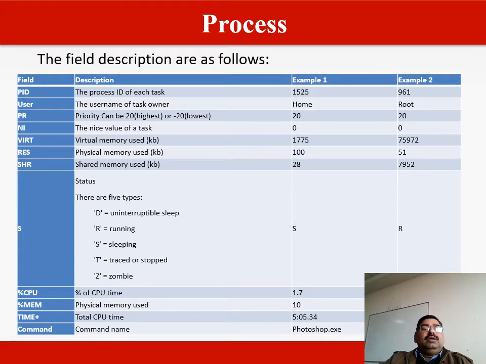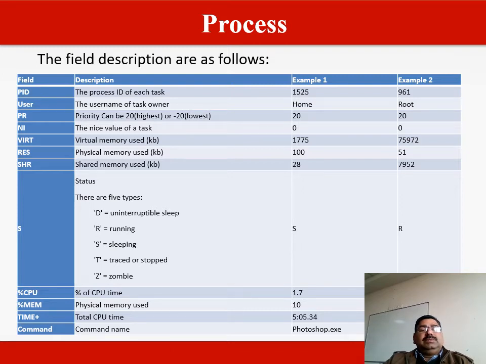You can view these field descriptions, and examples 1 and 2 from the first two commands. PID is the process ID of each process, USER is the username, PR is the priority, which can be 20 or minus 20, where minus 20 is the lowest, and NI is the nice value. Then the virtual memory used in KB, physical memory in kilobytes, and shared memory in kilobytes.